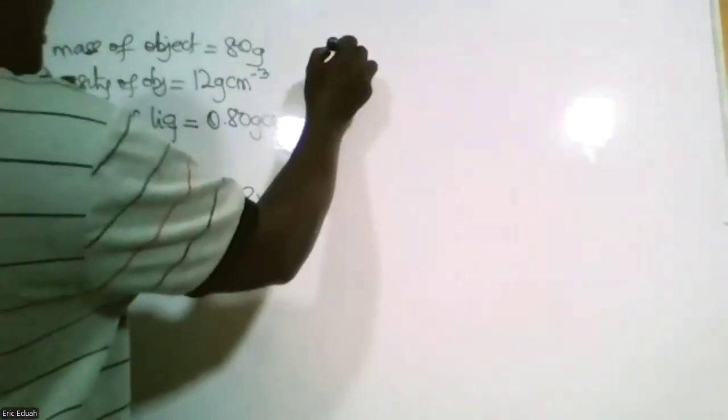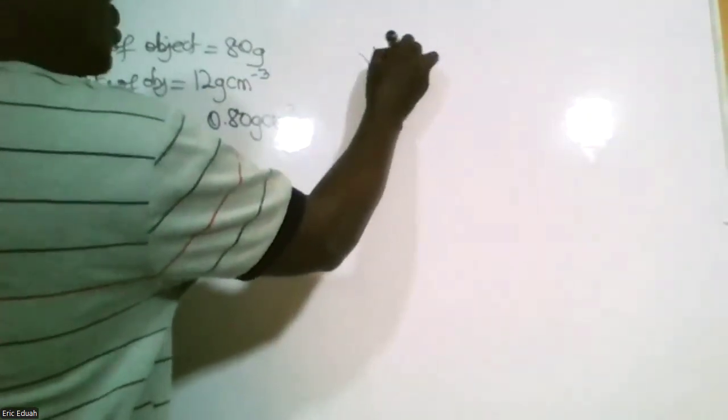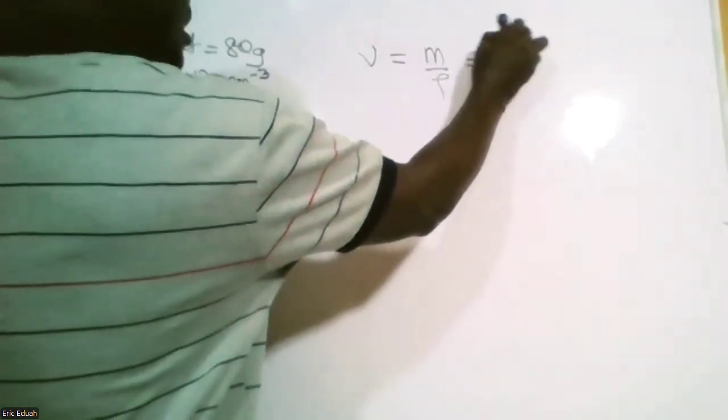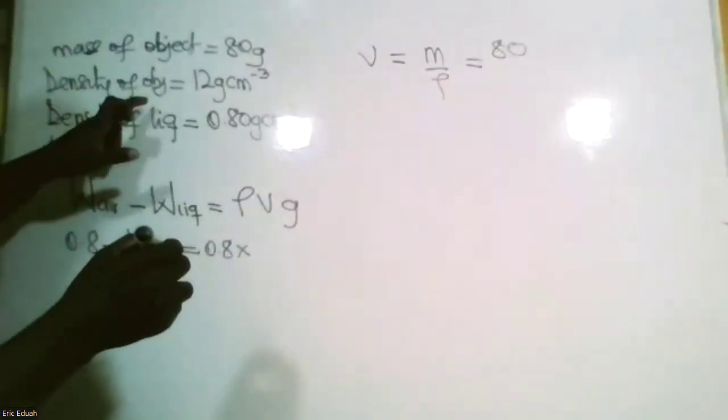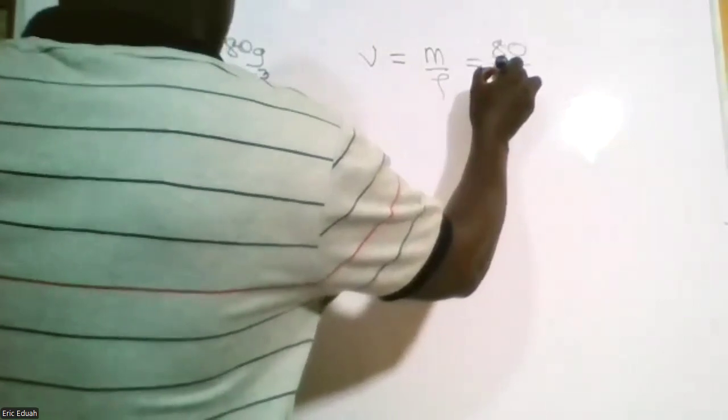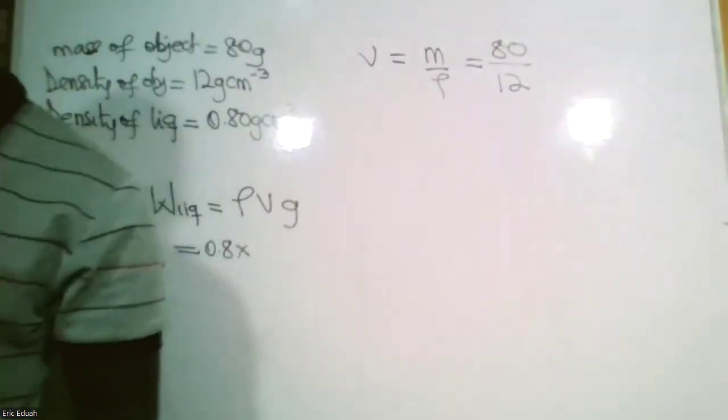How did you do it? Mass over density. So the mass of the object, yes, volume is equal to mass over density. So 80 grams divided by density of 12. And you said that is 100.